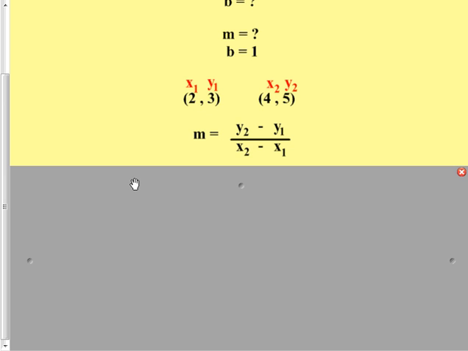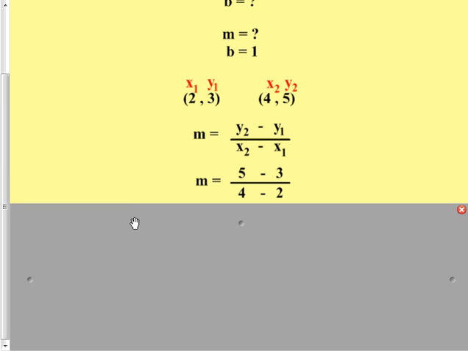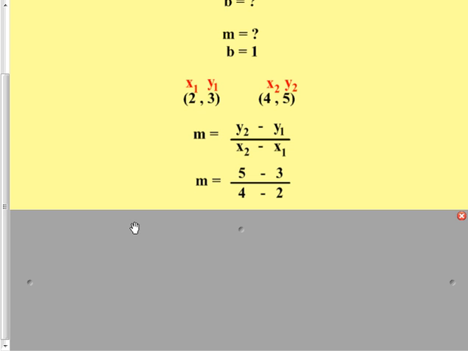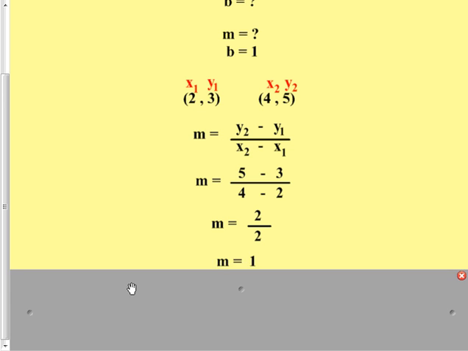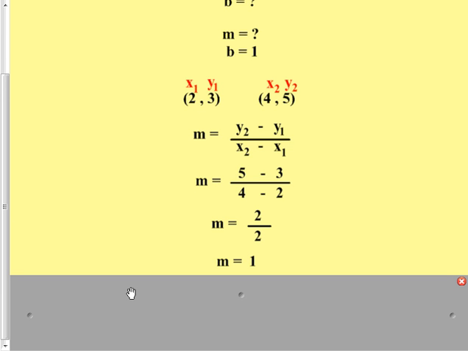Okay, so now all we have to do is plug in the information exactly where the formula tells us to. Our y2 is 5, our y1 is 3, our x2 is 4, and our x1 is 2. So what's the numerator of this fraction going to be? What is 5 minus 3? Obviously 2. And in the denominator, 4 minus 2 is obviously another 2. So we have a slope value of 2 over 2. Does this reduce? Absolutely it does. Our slope value is going to be 1.